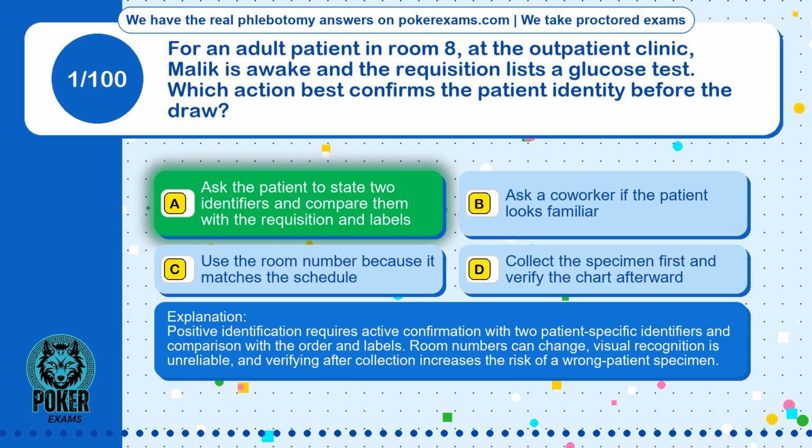Positive identification requires active confirmation with 2 patient-specific identifiers and comparison with the order and labels. Room numbers can change, visual recognition is unreliable, and verifying after collection increases the risk of a wrong patient specimen.